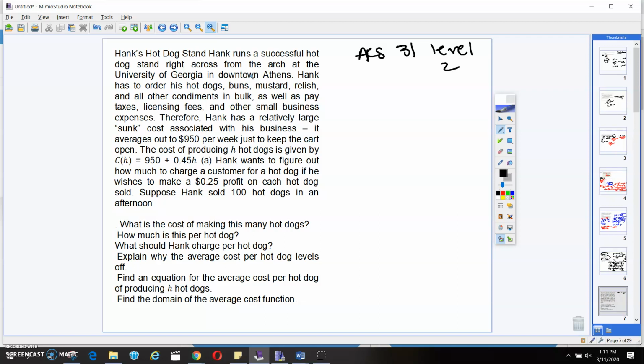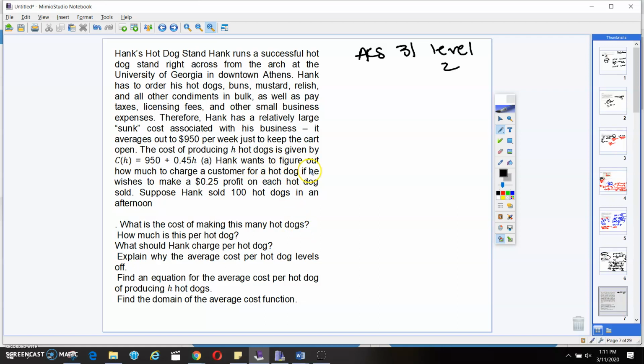Therefore, Hank has a relatively large sunk cost associated with his business. It averages out to be $950 per week just to keep the cart open. The cost of producing H hot dogs is given by this equation. Hank wants to figure out how much to charge a customer for a hot dog if he wishes to make 25% profit on each hot dog sold. Suppose Hank sold 100 hot dogs in his afternoon. What is the cost of making this many hot dogs?